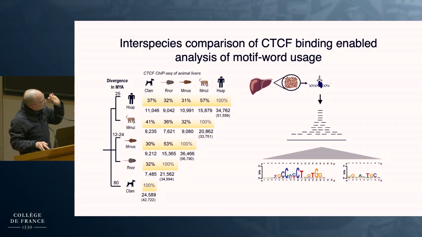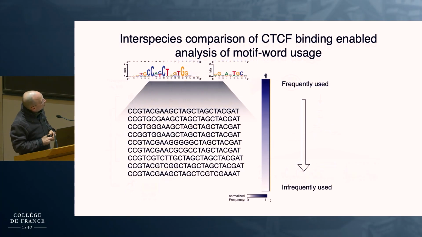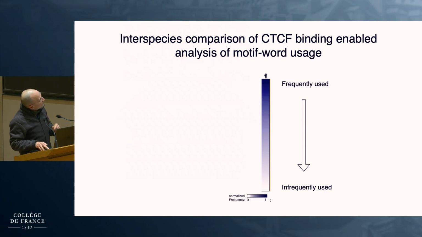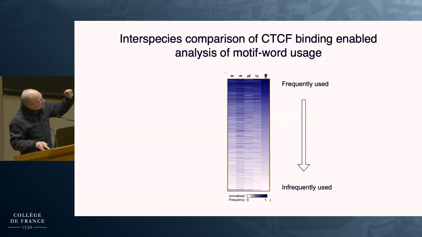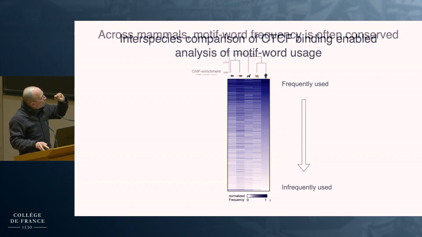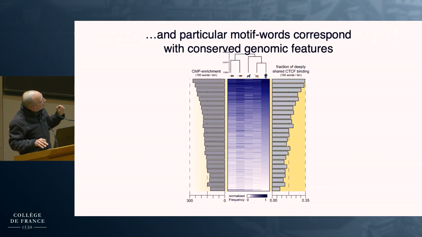And we started by deconstructing the motif usage, okay? And we took each of the words that CTCF bound, and we stacked it in human based on its frequency to infrequent. And what we found was that the frequency of these usages is in fact reasonably well conserved. And not only that, there is an extremely strong genetic component to this where you see that the ChIP enrichment as well as the fraction of deeply shared CTCF is also relatively conserved.